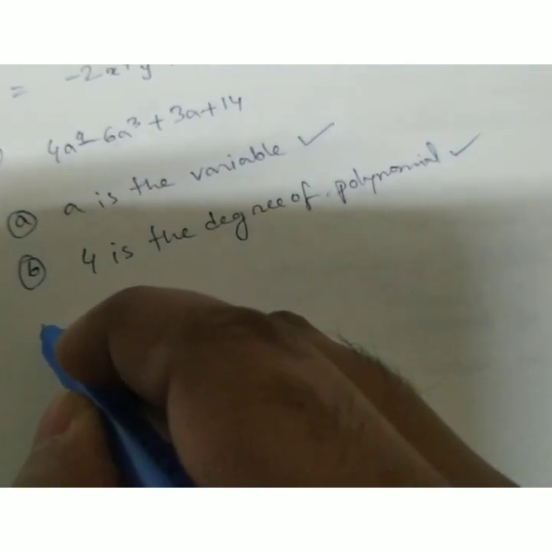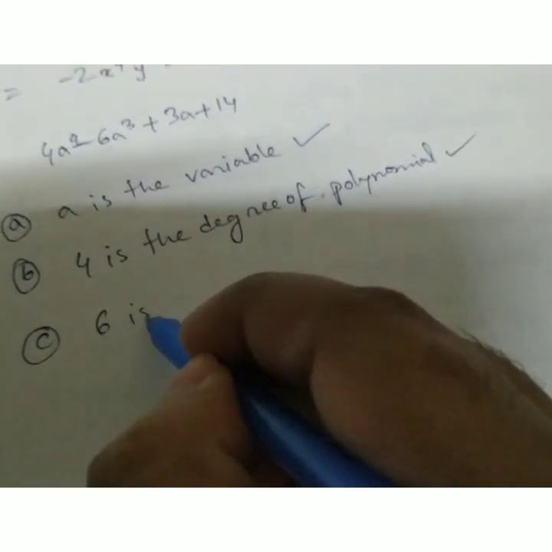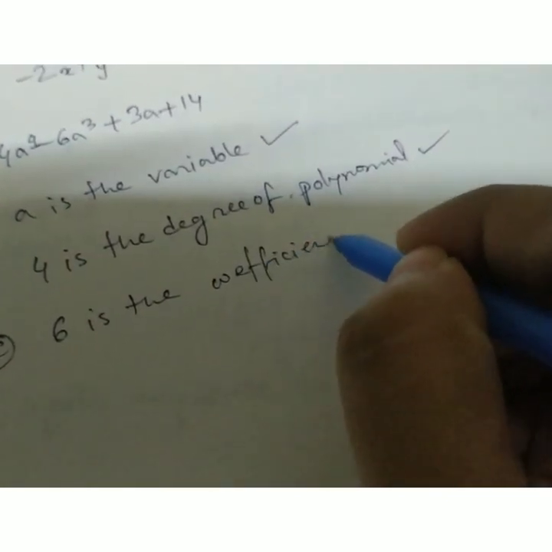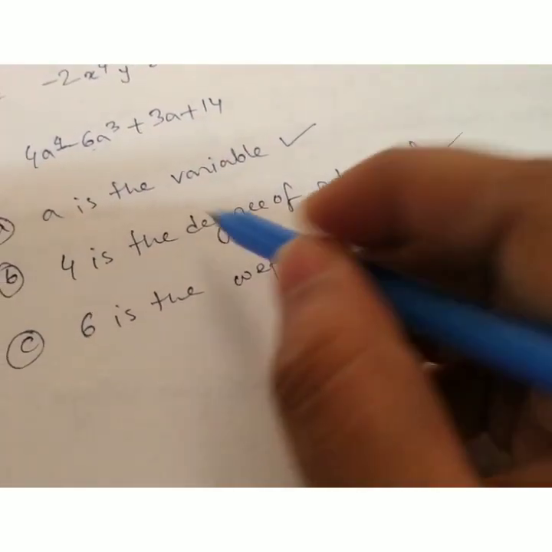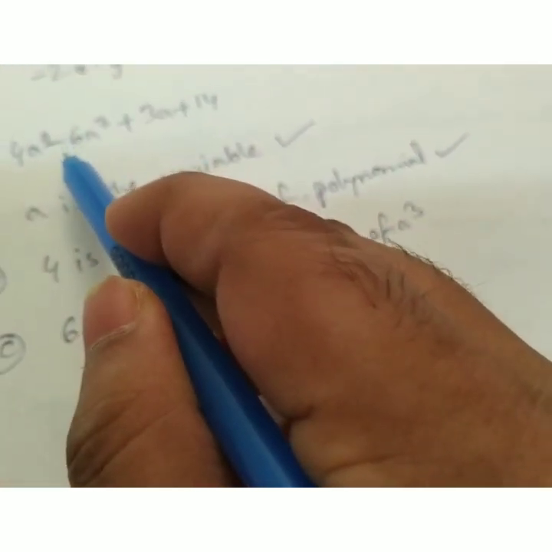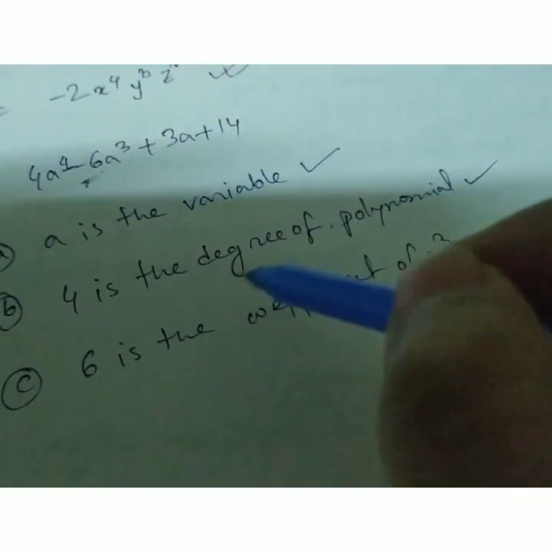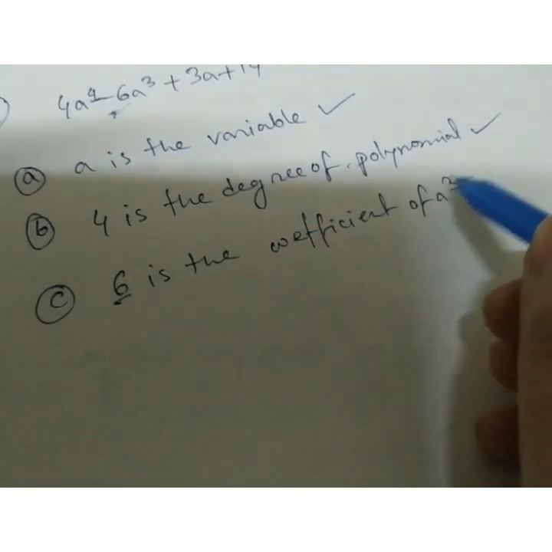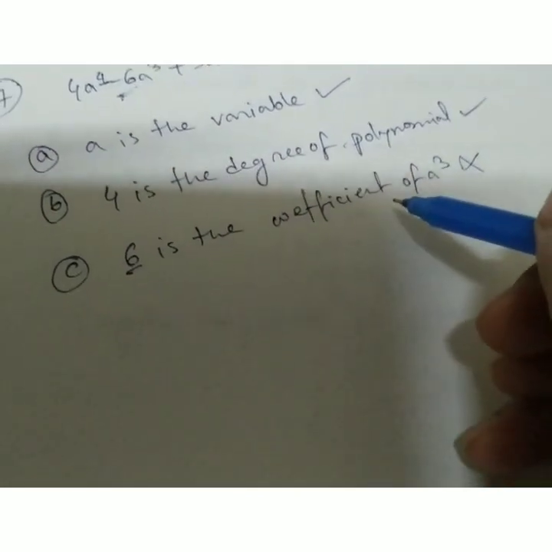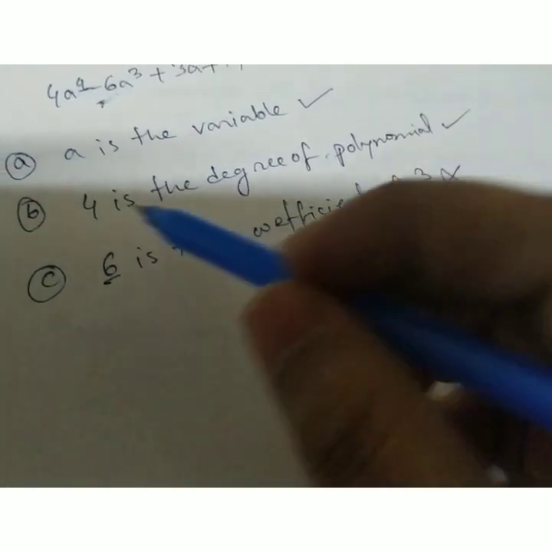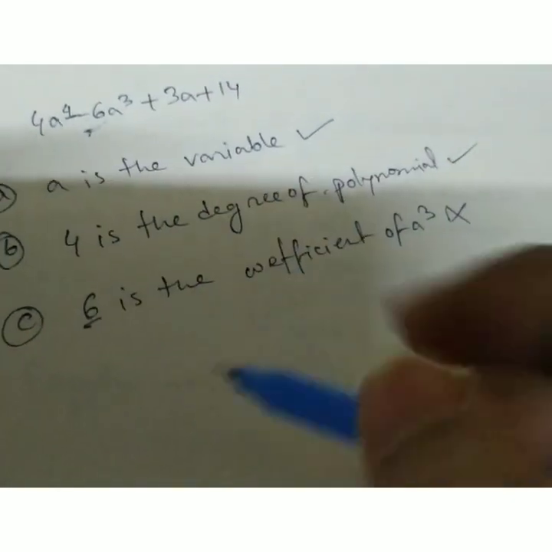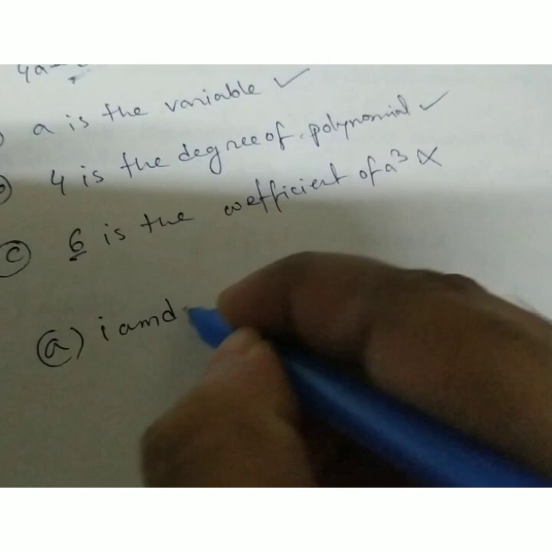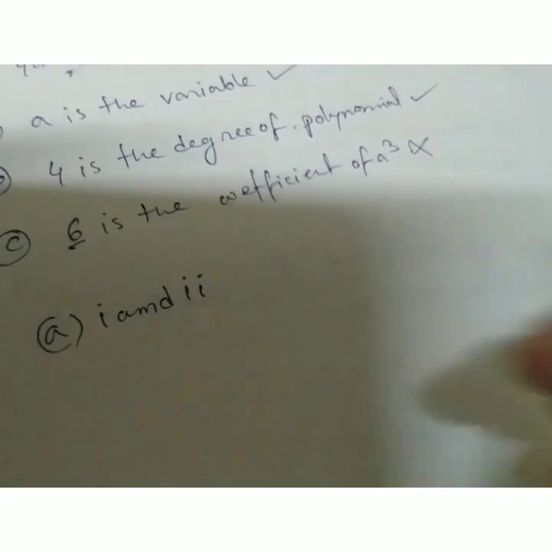And part C, 6 is the coefficient of a^3. So over here you can see minus 6 is the coefficient, but here it's written 6, so this is not the coefficient. So 6 is the coefficient of a^3 is wrong. Actually the answer will be minus 6 is the coefficient of a^3. So your answer will be A, 1 and 2.